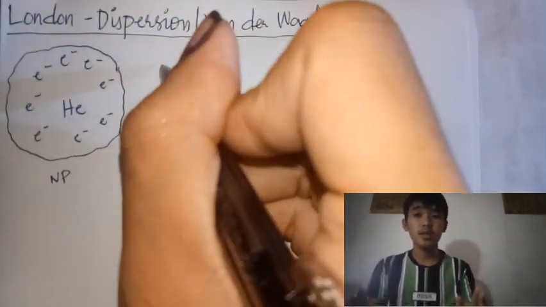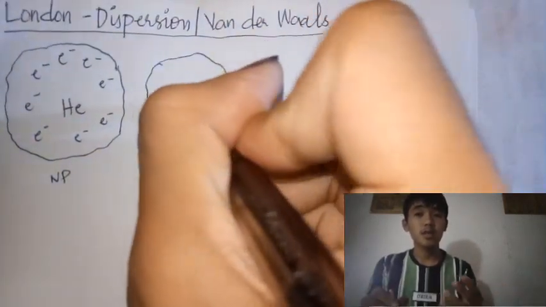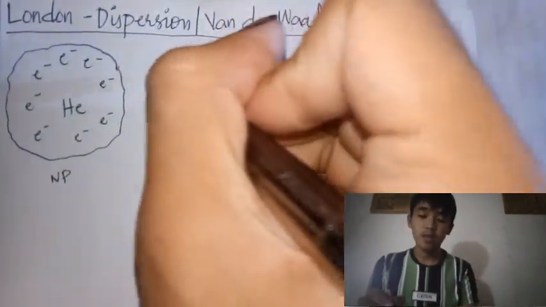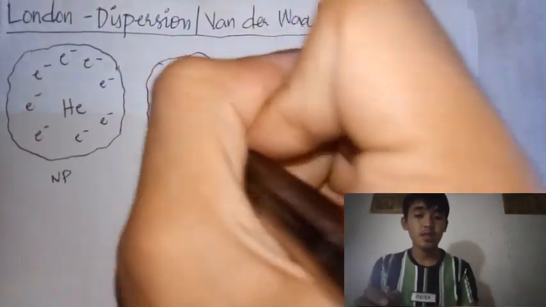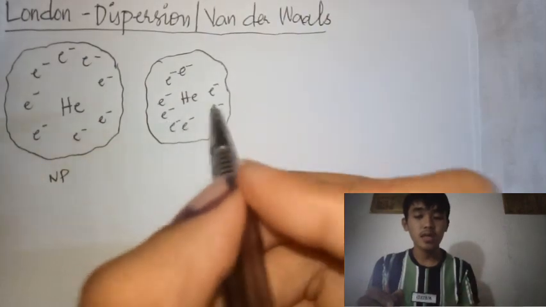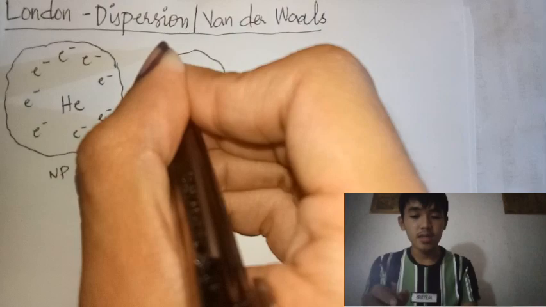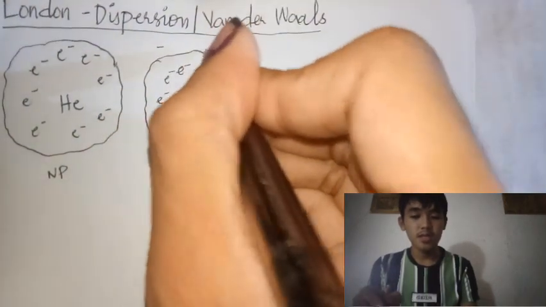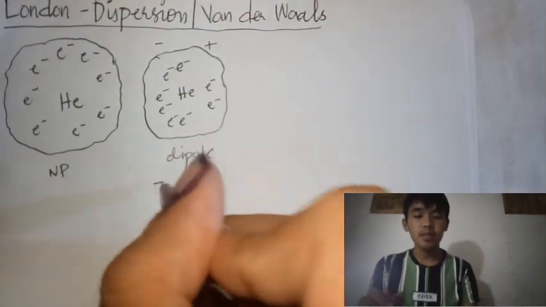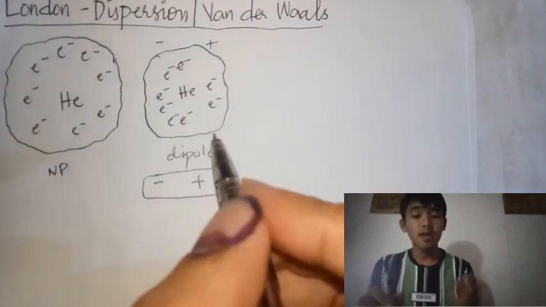So at some point in time, sometimes this electron cloud gets distorted, and when that happens, we can have a deficiency of electrons, like we have more electrons on one side as opposed to the other side. So when that happens, we have a negative on this side and a positive on this side, so we can develop a dipole, a temporary or momentary dipole that lasts a very short time.